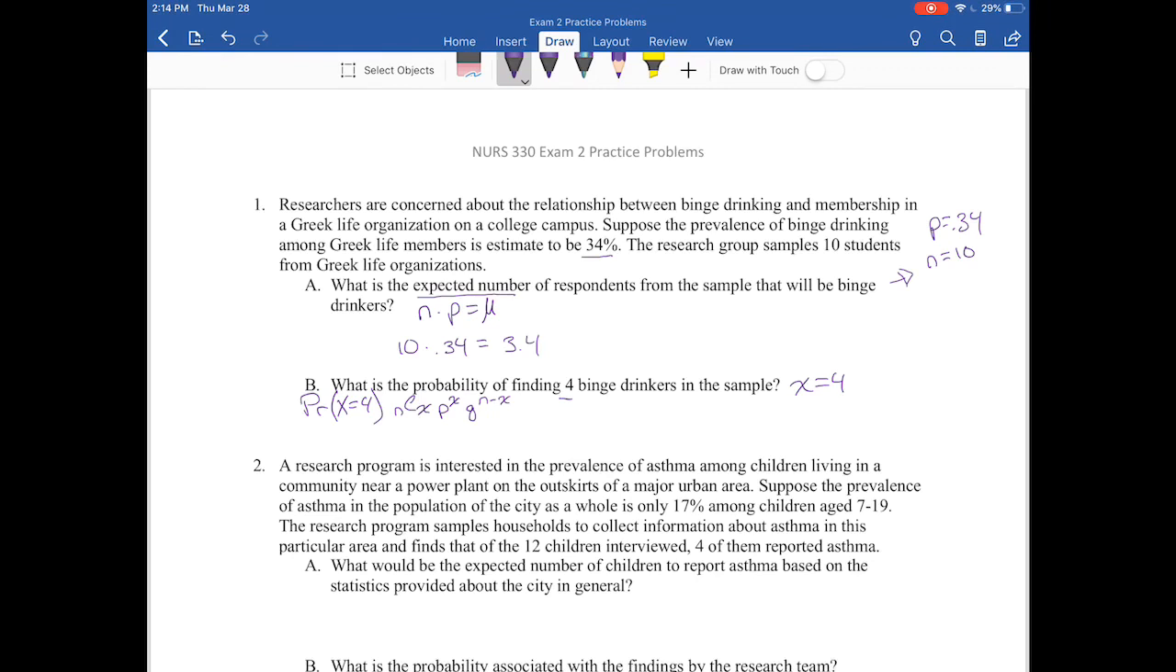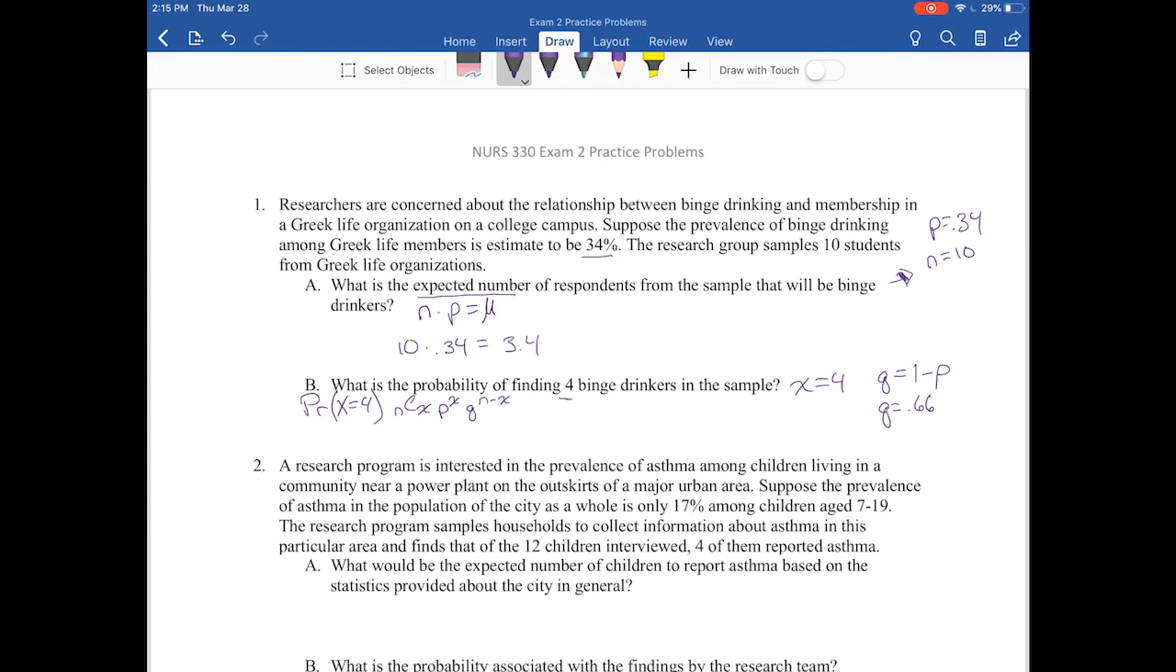Once again, we have N and P already over here on the side, and we have an X value, so we just need Q. Well, Q, once again, is equal to 1 minus P, right? P is the probability of success, Q is the probability of failure. Them together will sum to 1, so 1 minus P is Q. So Q, in our situation, is going to equal 0.66.